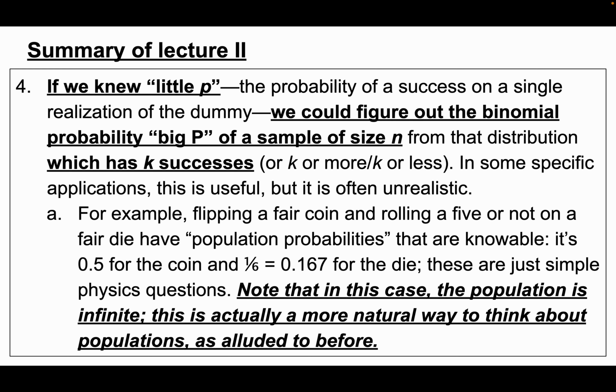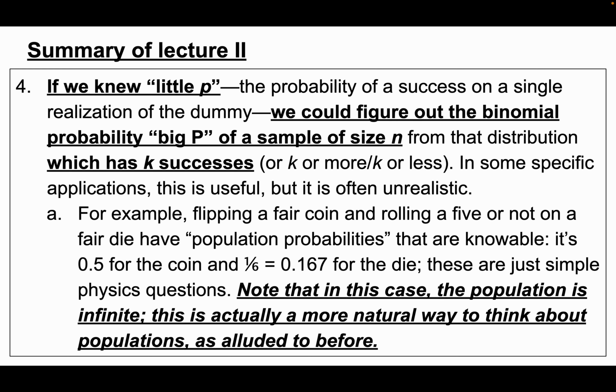And remember that that's the share of events satisfying some outcome in the long run out of all the total possible events. So note that in this case, by the way, these populations, the total number of coin flips, the total number of die throws, are infinite.